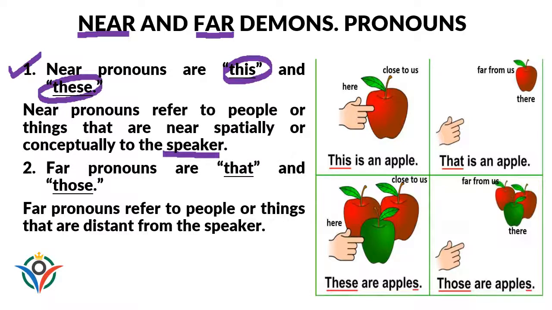So if you have a look here on the right hand side, we have 4 pictures. The first 2 pictures over here illustrate the near pronouns. In the first picture, the individual apple is near to the speaker, and so we use the demonstrative pronoun this, and we say this is an apple. In the second picture, we have a group of apples that are near to the speaker, and so we refer to them as these are apples.